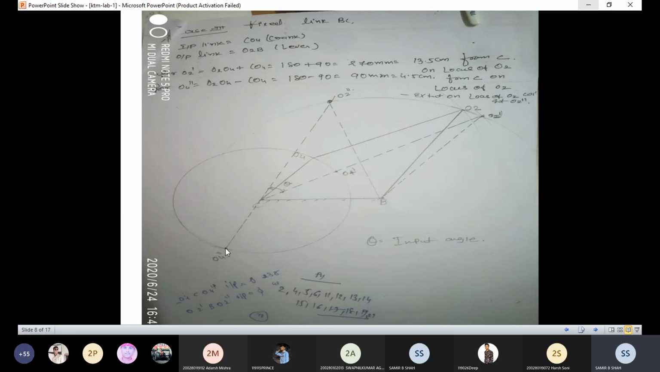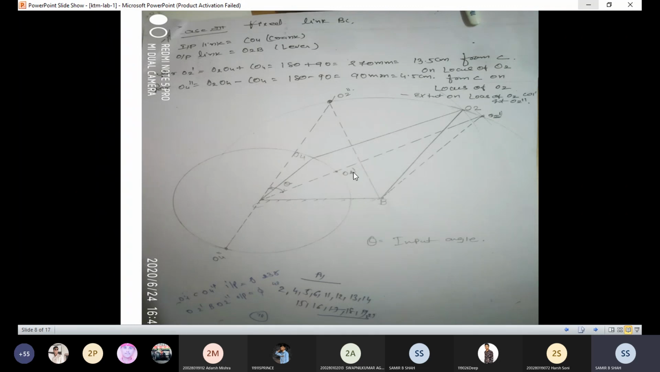After that, you just connect O4 double dash with C and extend that line up to the arc of O2, which may intersect at O2 double dash, which is very easy to draw. I repeat, from O4 double dash join C and extend that line up to O2 double dash. So we generate for the O2 point, it may expand outside up to this point and inner side up to this point. This is the maximum expansion of our O2 point.